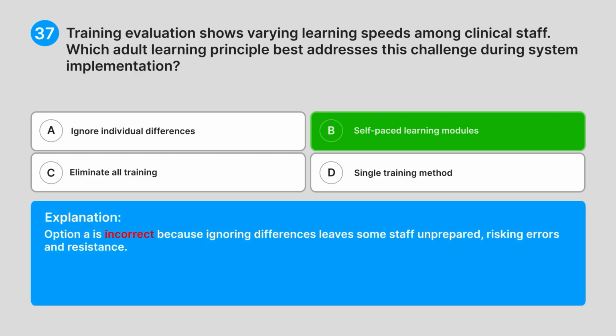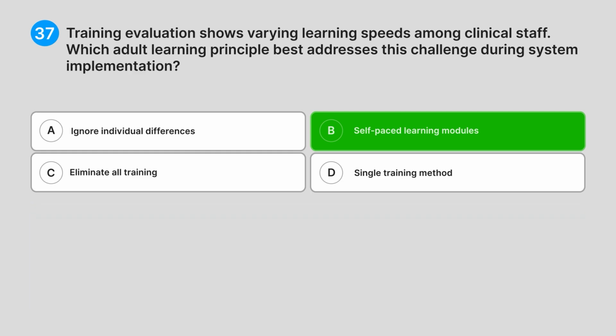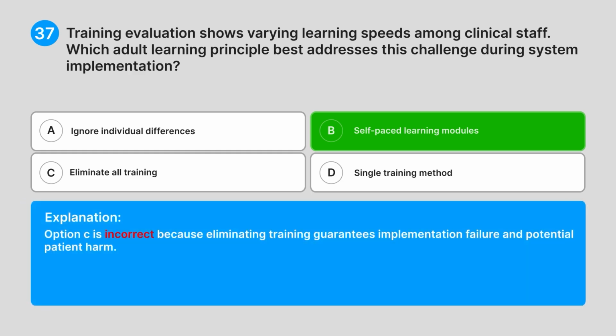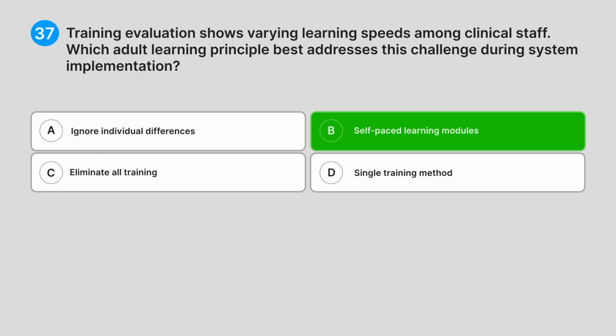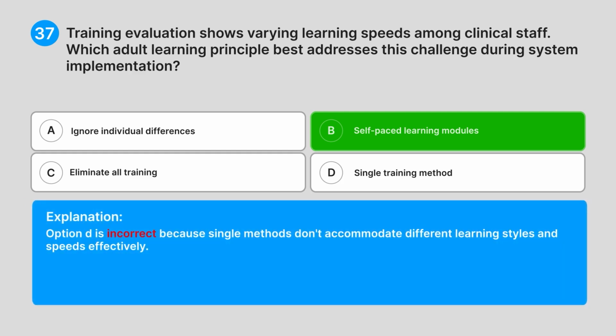Option A is incorrect because ignoring differences leaves some staff unprepared, risking errors and resistance. Option C is incorrect because eliminating training guarantees implementation failure and potential patient harm. Option D is incorrect because single methods don't accommodate different learning styles and speeds effectively.